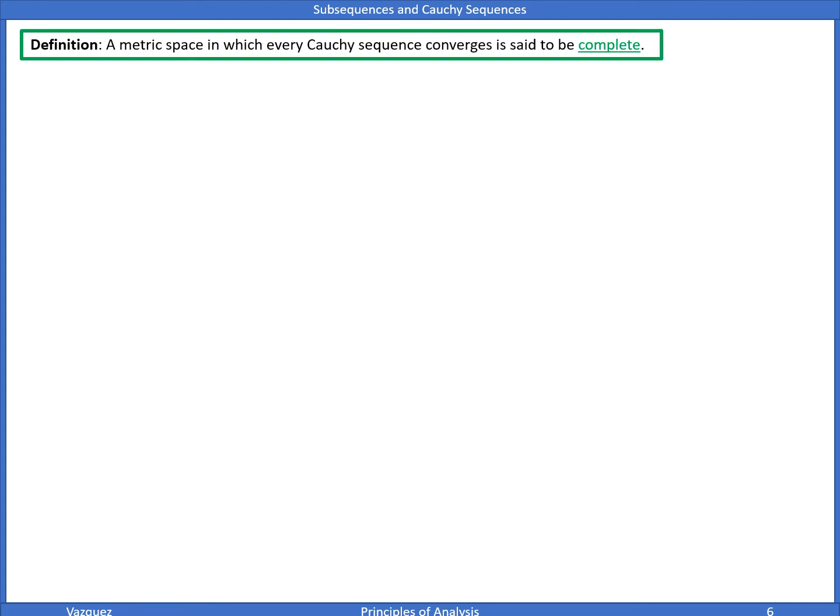That definition is the definition of complete. So a metric space in which every Cauchy sequence converges is said to be complete. And last slide, what did we see? Well, we saw that all compact metric spaces and all Euclidean spaces are complete, right? We showed that the Cauchy sequences in those spaces did converge. So we can say that every closed subset E of a complete metric space is complete.